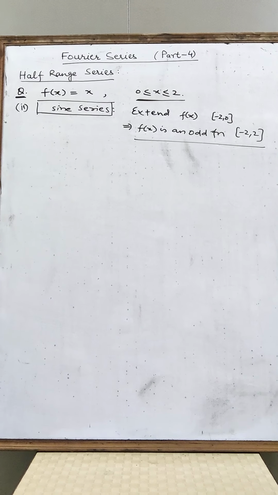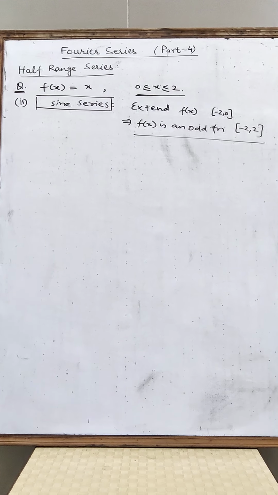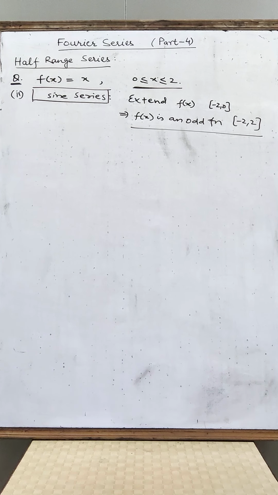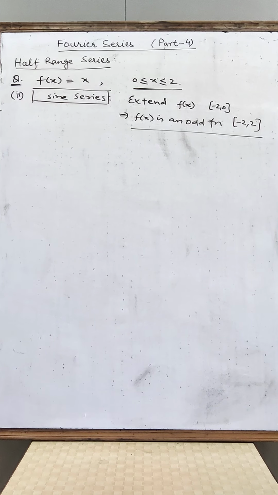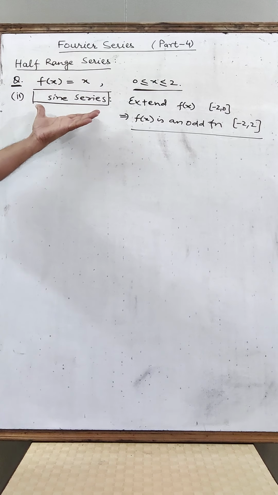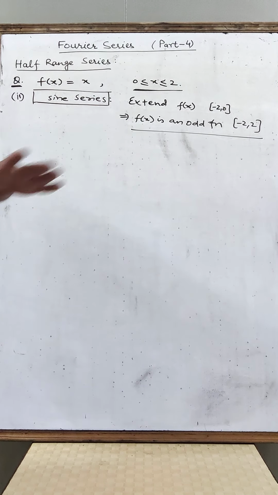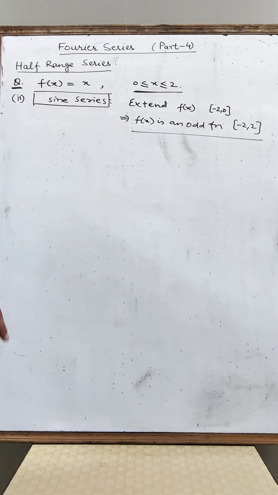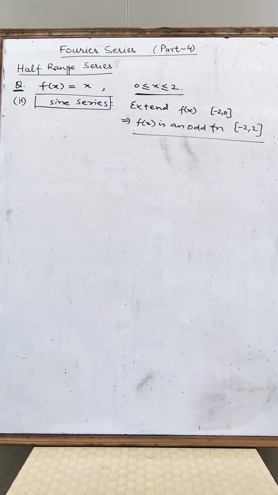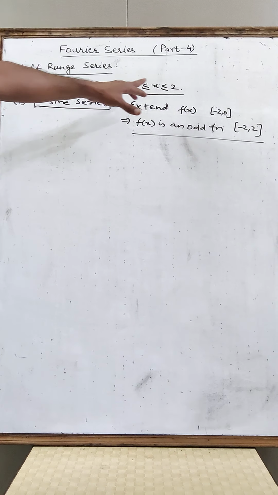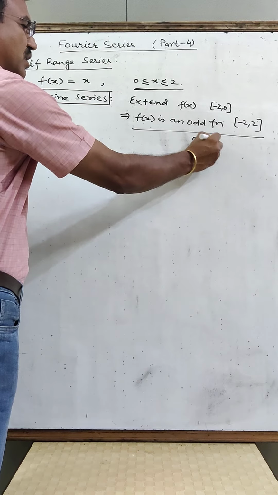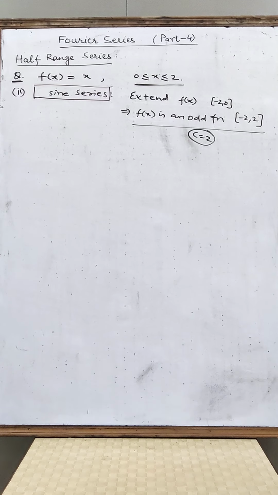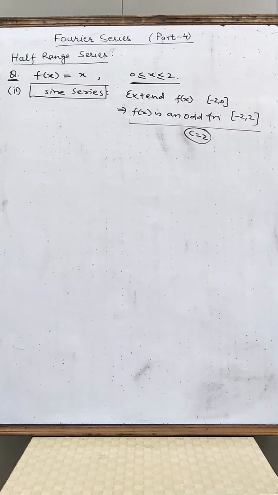Students, again I am repeating, if we have to find the cosine series, we will extend our function over the interval minus c to 0 in such a way that it becomes an even function over the interval minus c to c. And if we have to find the sine series, we will extend our function from minus c to 0 in such a way that f(x) becomes an odd function over the interval from minus c to c. So here c is 2, so that's why I have extended our function over the interval minus 2 to 0 in such a way that f(x) becomes an odd function.